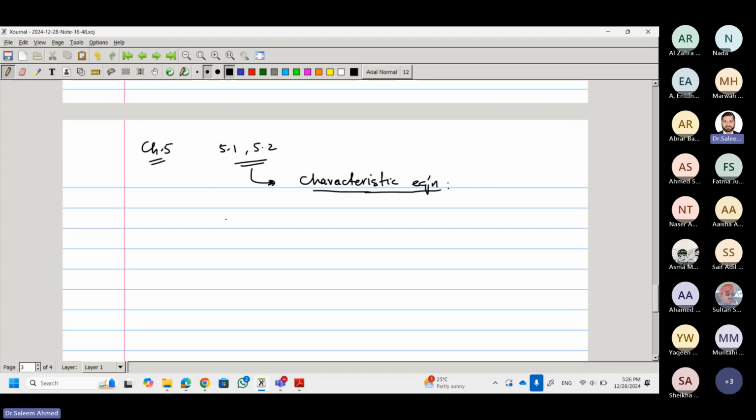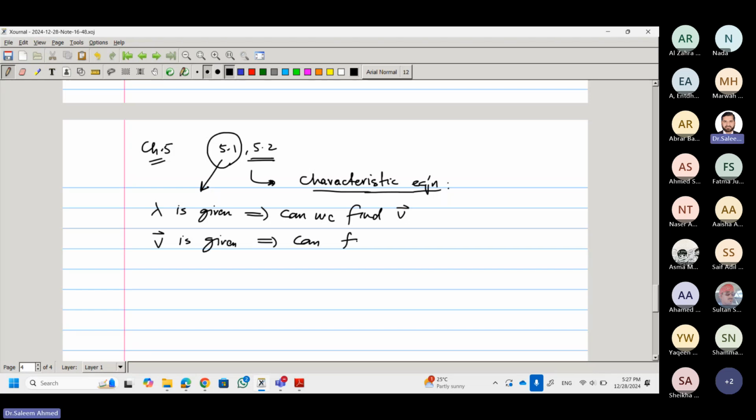So this is what I was writing. So in 5.2, basically, they gave me this characteristic equation. In 5.1, they defined eigenvalues and eigenvector. In 5.1, they gave you one of the things. Let's say if lambda is given, can we find eigenvector v? This is one question. Or if v is given, can we find lambda? These two different questions are there.